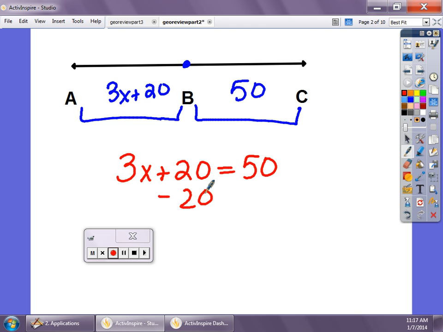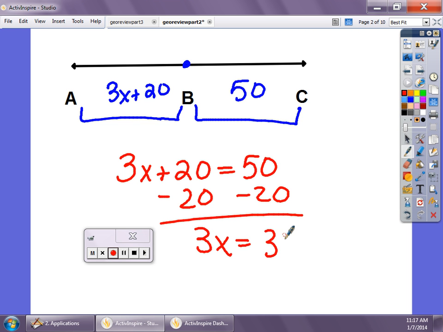Subtract 20 from both sides. Excellent, I get 30. 3x equals 30. X equals 10. Okay, did the question ask for x? Okay, so I can stop. What I want you to do is be very careful on your final exam, because sometimes they'll ask for the length of AB. And if it's multiple choice, 10 would be one of the answers, but that's x. That's not really the length of AB. So make sure you read the question carefully.